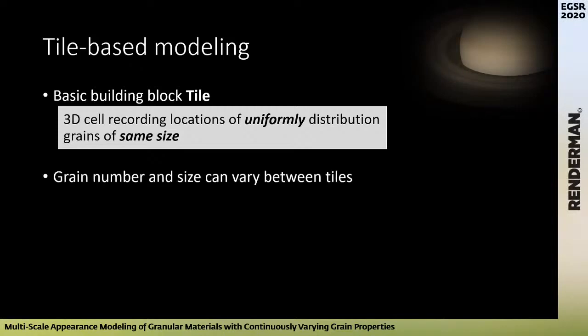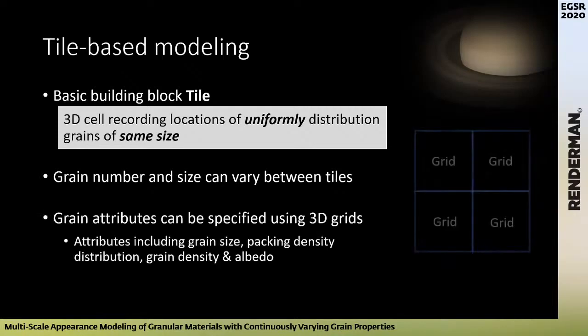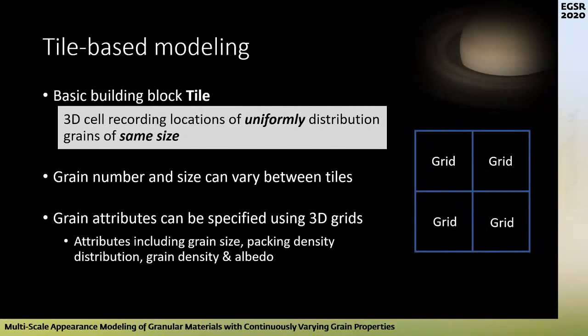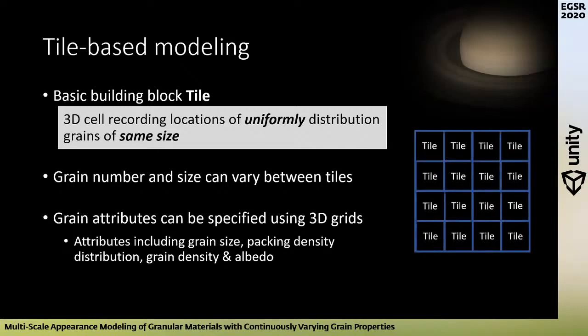The key point here is our model allows the grain number and grain size to vary between tiles. For a specific scene, grain attributes including grain size, packing density distribution, volume density, and albedo can be specified using 3D grids. Every grid is comprised of a number of smaller tiles. Next, I will talk about how our model supports flexibility in grain number and size.